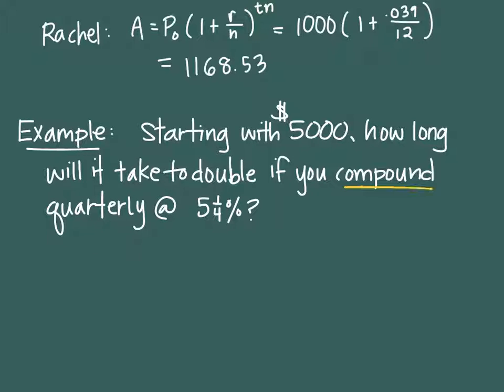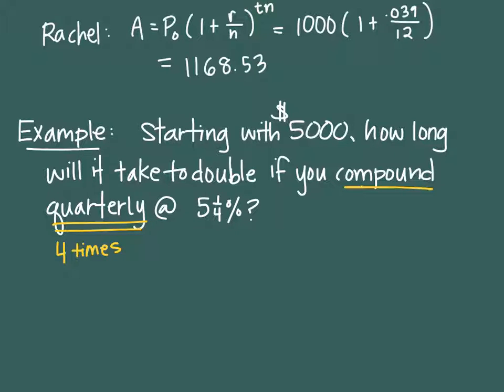First, it says compound, so that clues you into what formula you need to use. Another one says quarterly, which means how often? Well, it's how many times a year? 4 times a year. That's what quarterly means, okay? 4 times a year, which is going to be every 3 months.